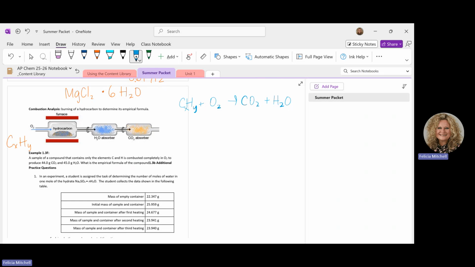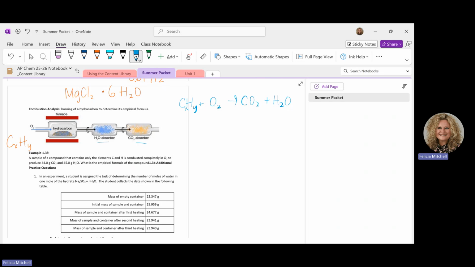Remember, we hate balancing these. They're hard. Everybody's mad about it because it's usually an odd number in front of the oxygen, like a 7 or a 9, and it just makes everything hard. That X and that Y after the C and the H is just telling you I don't know the subscripts for that.